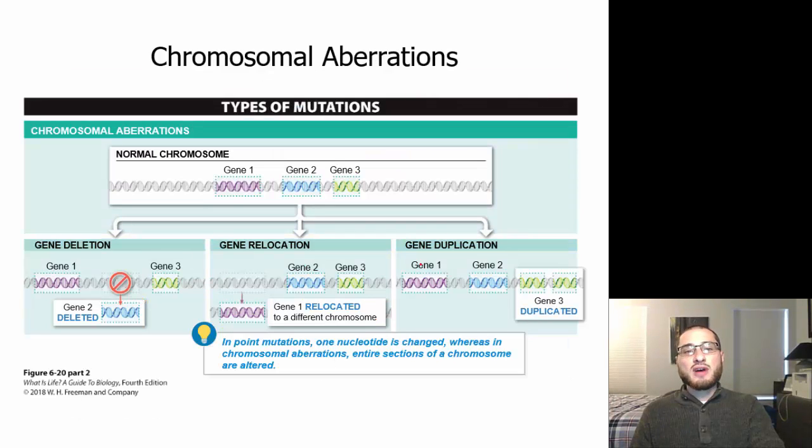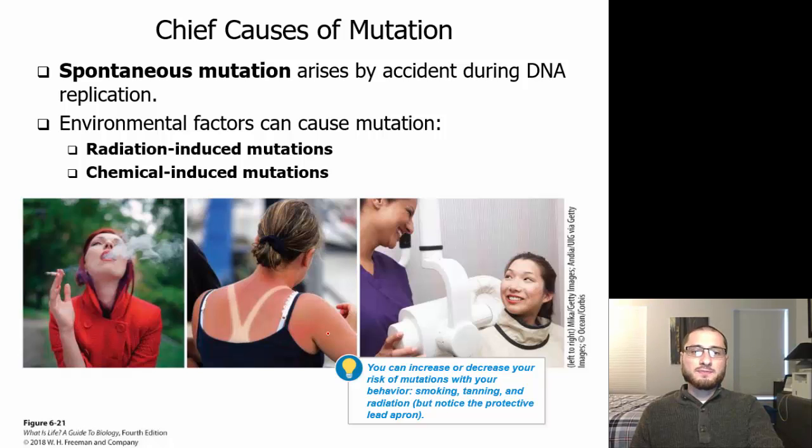And then you have chromosomal aberrations, where you're going to see whole genes deleted. Whole genes can be relocated, whole genes can be duplicated. So in point mutations, one nucleotide is changed, but in chromosomal aberrations, you can see entire sections, entire genes of a chromosome being altered.